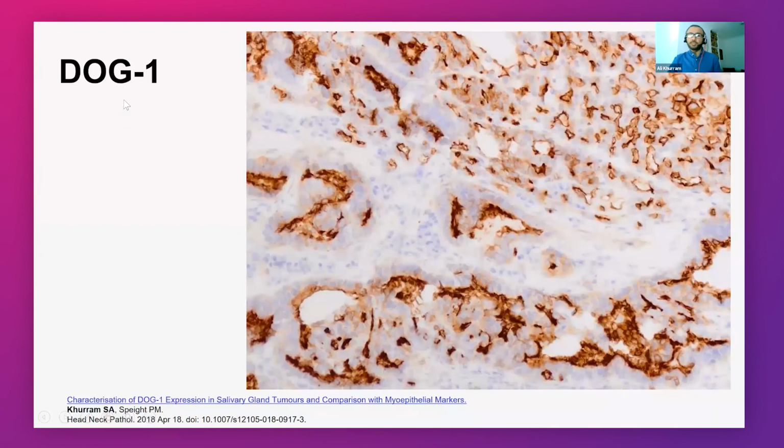There are special markers as well. So this is a marker, DOG1, which was thought to be expressed only in gastrointestinal tumors for many, many years. We did a big study a few years back and showed that in acinic cell carcinoma, it is very, very widely expressed. The brown color that you're seeing is a positive reaction. And not many other salivary gland cancers actually show this marker. So it's a very useful marker to differentiate at least acinic cell carcinoma from some of the others.